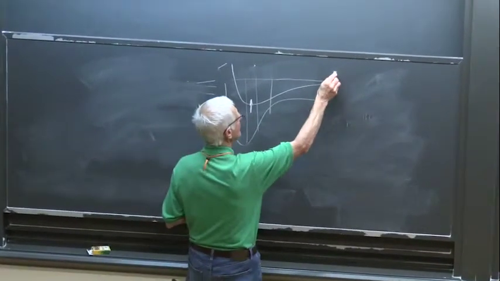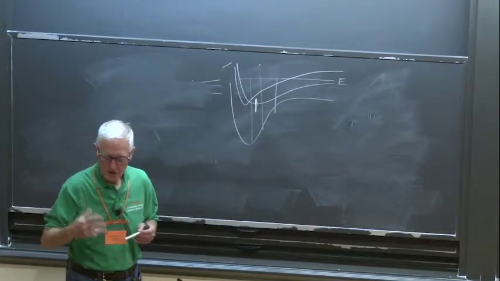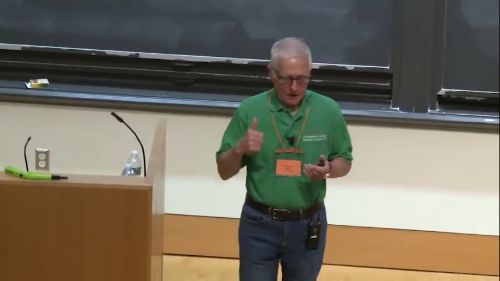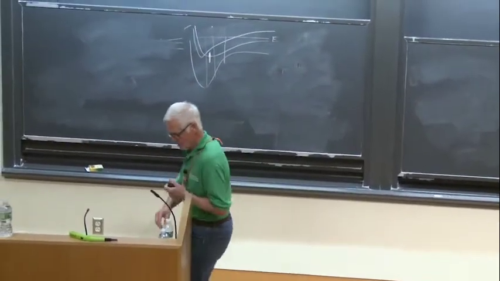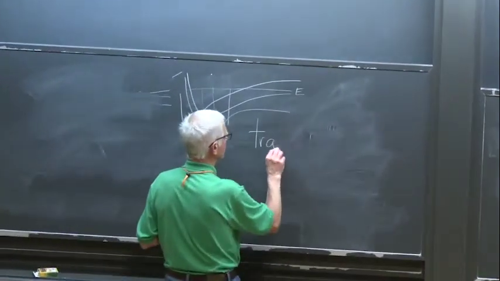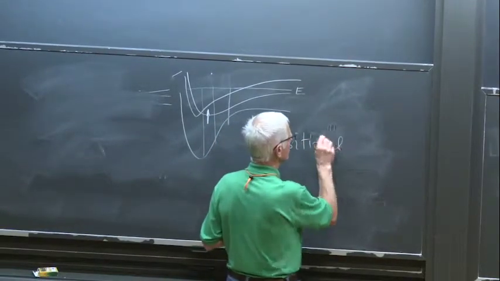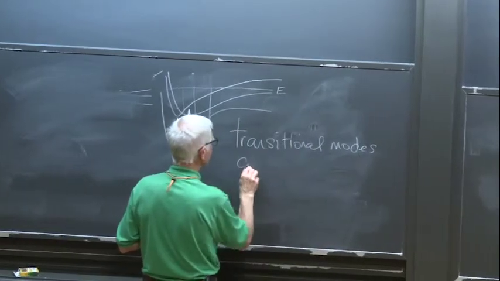And if we go up in energy, then it happens at a smaller internuclear separation. And these modes that change are called transitional modes. So we have transitional modes, and we also have conserved modes.